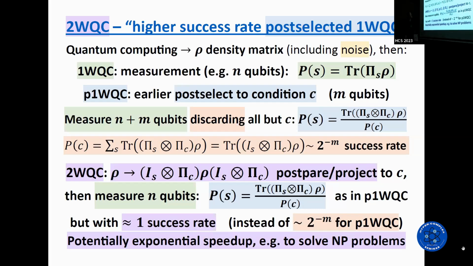In two-way quantum computers, we will get something similar to post-selection, but the success rate should be close to 1. So in theory, we can get an exponential speedup, for example to solve hard problems. Yeah, that's the goal here. The probability should be the same as post-selection, but without the low success rates. It should be close to 1.